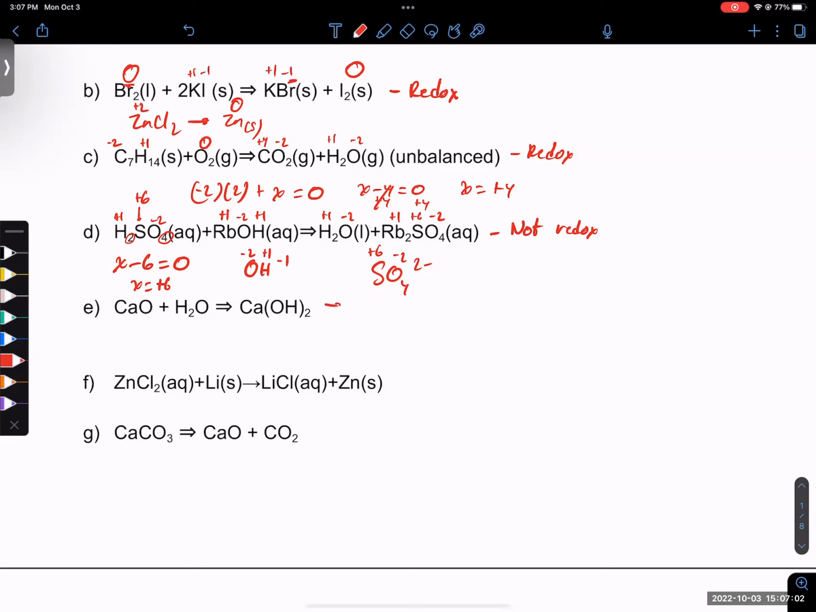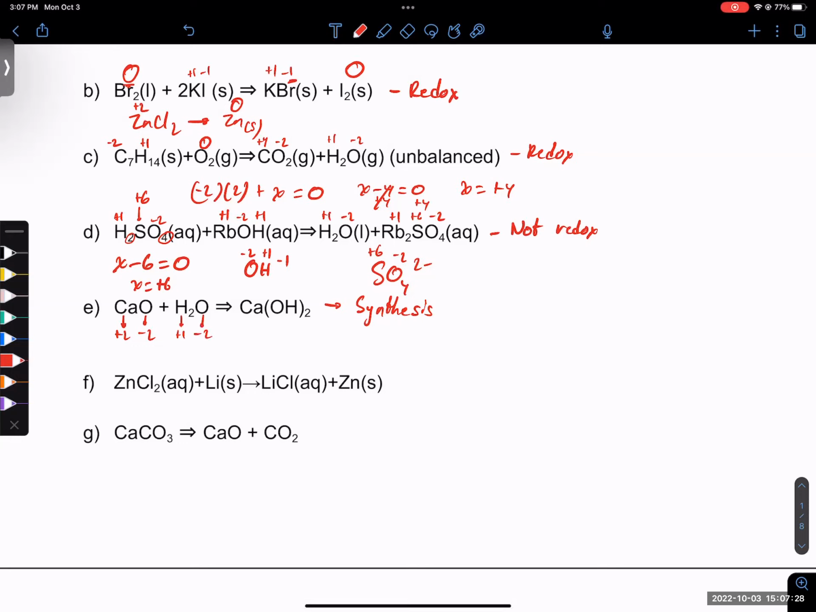Combination synthesis, yeah, same thing. I like synthesis better. All right, so what is your oxidation number for oxygen in calcium oxide? +2 for calcium, -2 for oxygen. Yeah, so it's +2 here, -2 here. What about for water? +1 for hydrogen, -2 for oxygen. +1 here and -2, exactly.